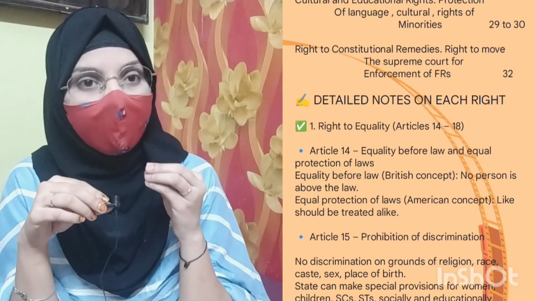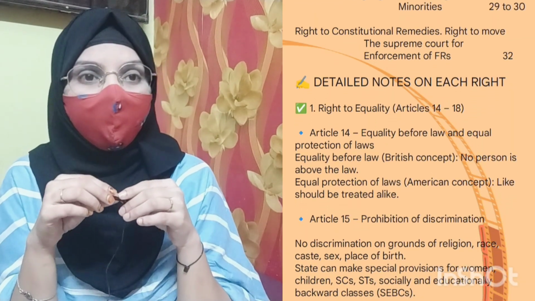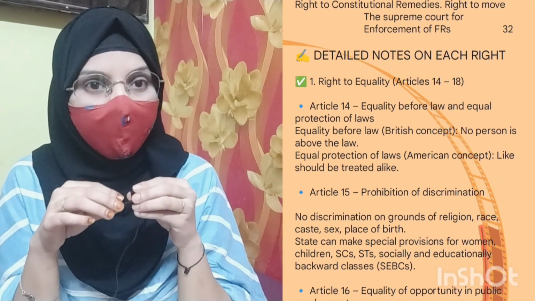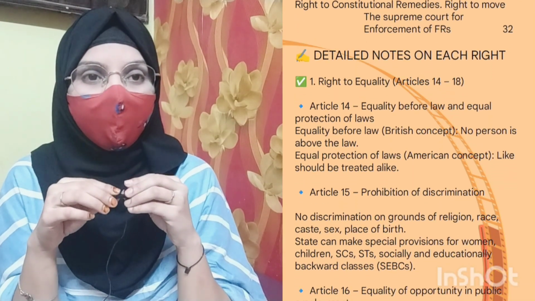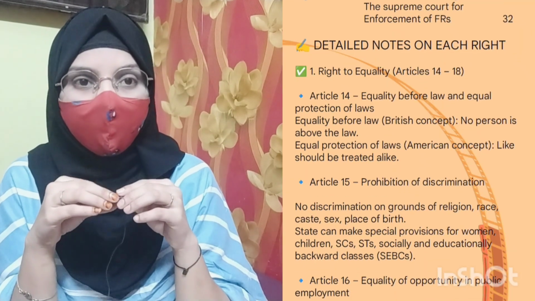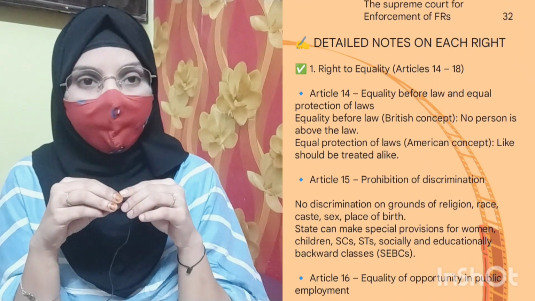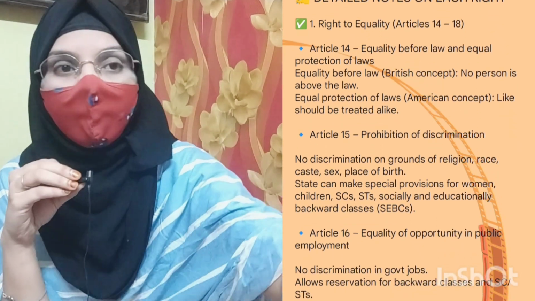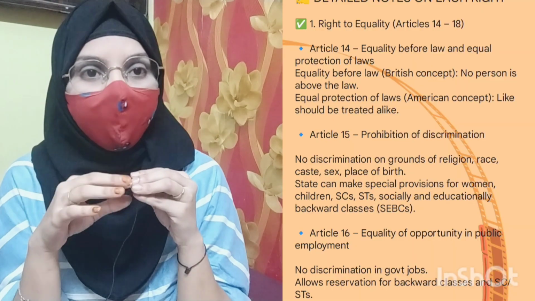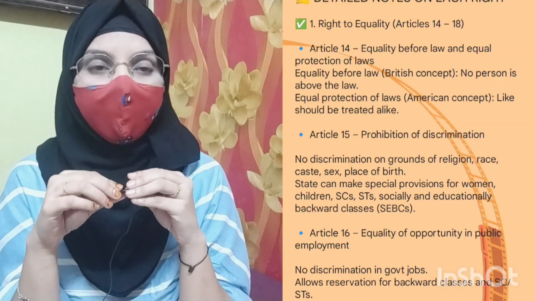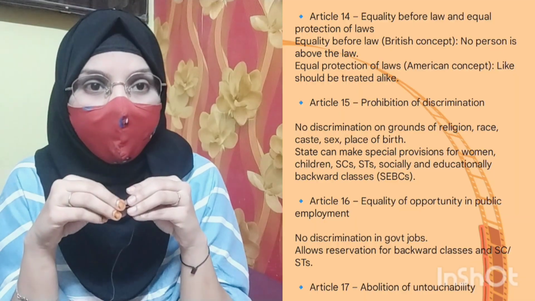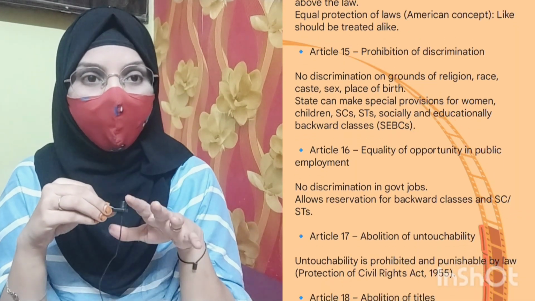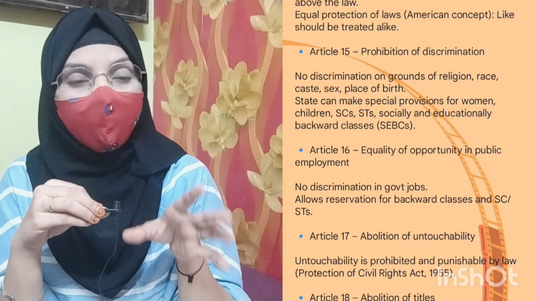The next one is right to freedom, Article 19 to 22. Article 19 gives citizens 6 key freedoms: freedom of speech and expression, assembly, association, movement, residence and profession. These are not unlimited and can be restricted for reasons like public order, security or morality. Article 20 protects against ex post facto laws, double jeopardy and self-incrimination. Article 21 is the right to life and personal liberty. This is interpreted broadly by the courts to include right to privacy, clean environment, education and more. Article 21A mandates free and compulsory education for children aged 6 to 14, and Article 22 provides rights of arrested persons and regulates preventive detention.